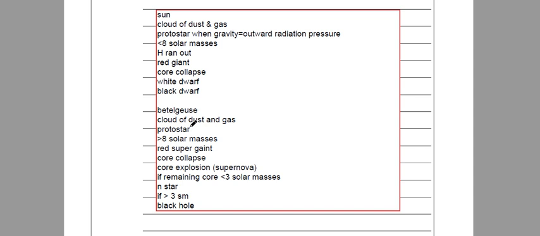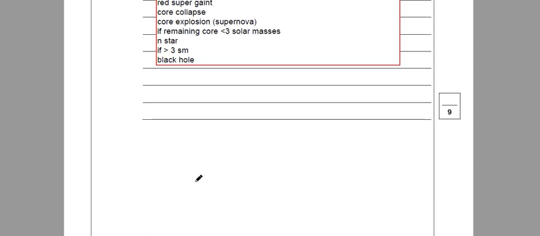Betelgeuse also begins with a cloud of dust and gas, protostars, and it is greater than that number of solar masses, so it forms a red supergiant, and once again the core collapses, and after the collapse it explodes, making a supernova. The remaining core, if it is less than 3 solar masses, will be a neutron star. If it is greater than 3 solar masses, it will be a black hole.